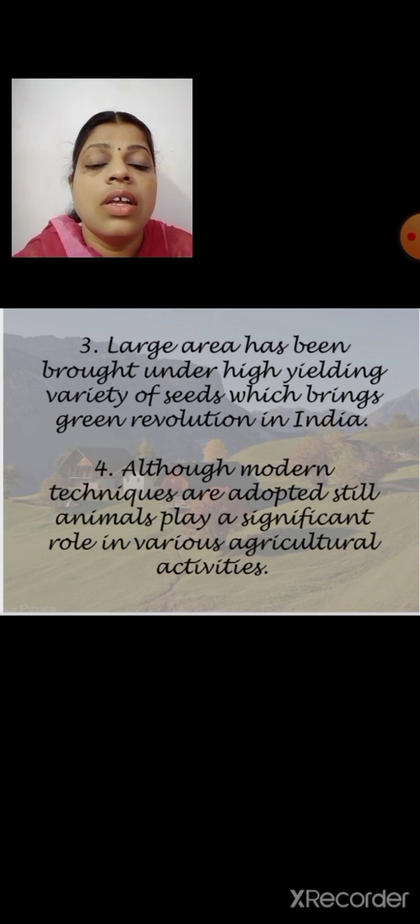So that is a feature of agriculture. But still we can see the animals' role also. It plays a significant role in various agricultural activities. We know that bullocks are used to plough the fields, isn't it? Yes, still we can see the primitive methods of using animals to plough the fields and perform all these activities in the field.